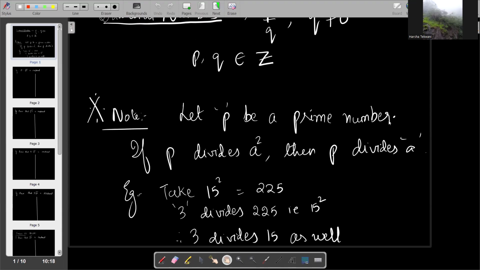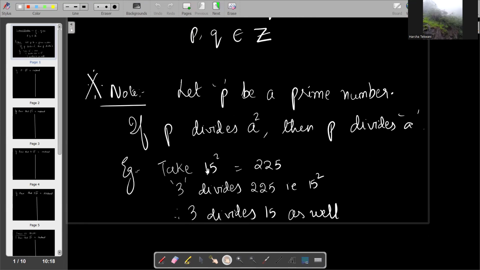If p is a prime number and if it divides some number a square, then it will divide a as well. For example, let's take 15 square. Everybody knows 15 square is 225. So 3 is a prime number, right? 3 divides 225. Yes or no? It divides. 3 sevens are 21, 3 fives are 15.